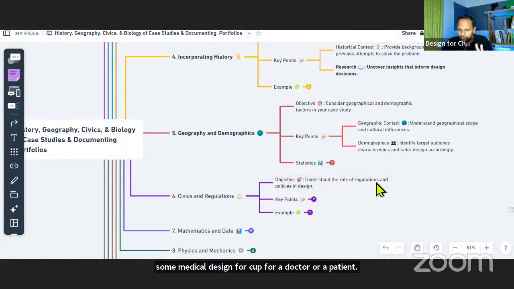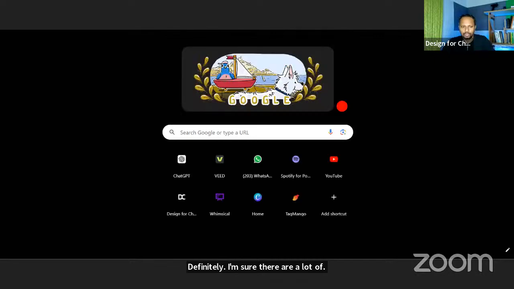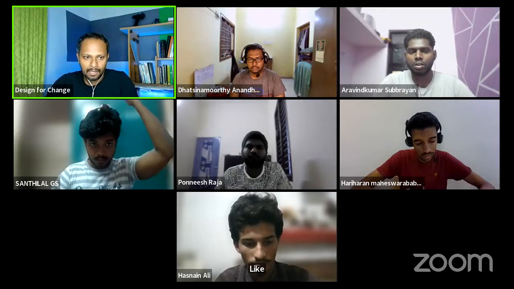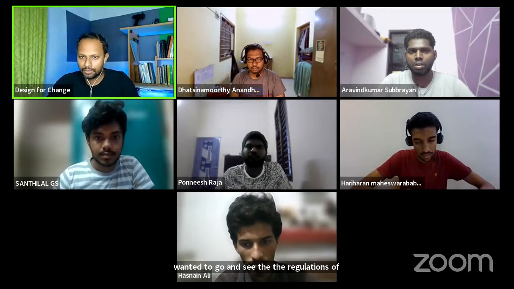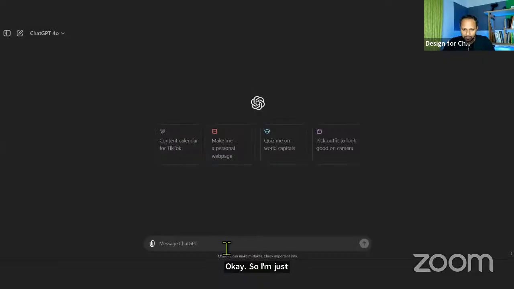So understand the regulations of it, understand the policies made in that particular context. Like, let's say, with respect to blood donation, I'm sure there are a lot of materials available, guys. I'm just giving you a small example. If you wanted to see the regulations of this blood donation information, let's say I'm taking a case study, I'm sharing the screen again. Just one second, guys. I'm going to ChatGPT now, to understand how I can take the regulation information of an inefficient blood donation management system.